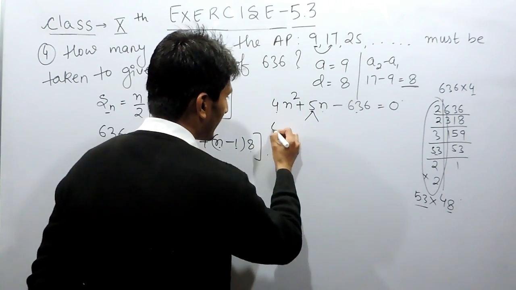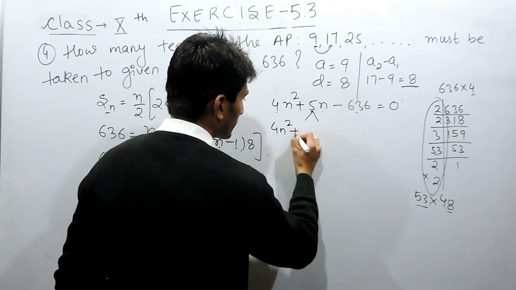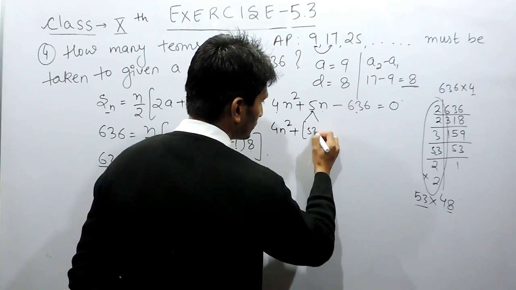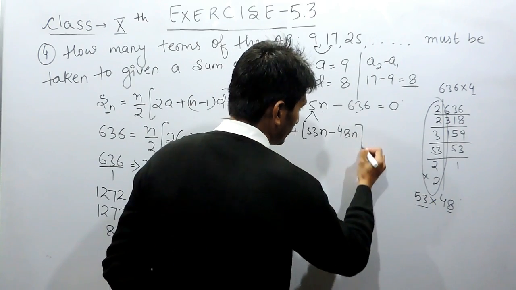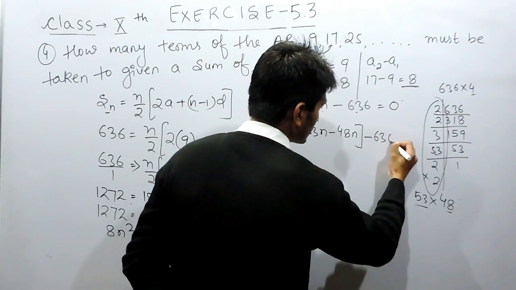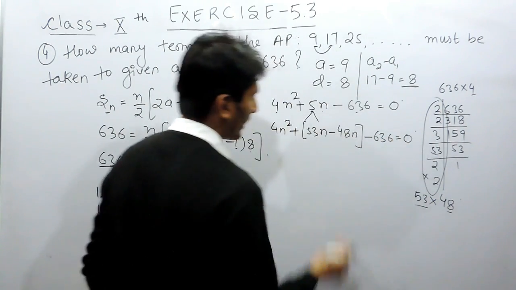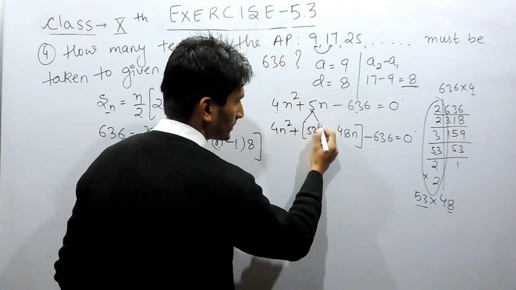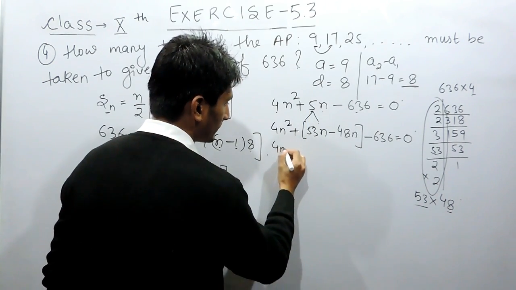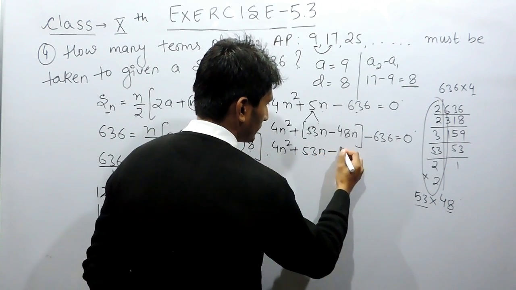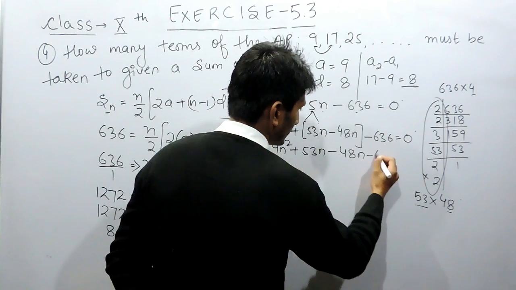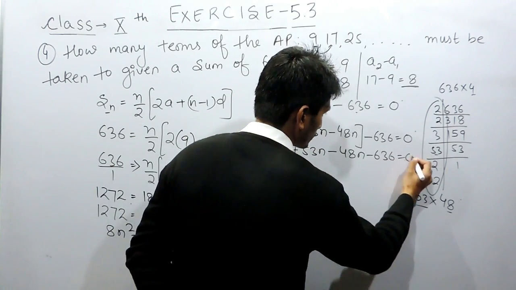So I can write this as 4n² plus 53n minus 48n, bracket close, and this is equal to 636 equals to 0. So I have split this into two terms. Now I can open the bracket. This will become 53n, this will become minus 48n, and this will be 636 equals to 0.